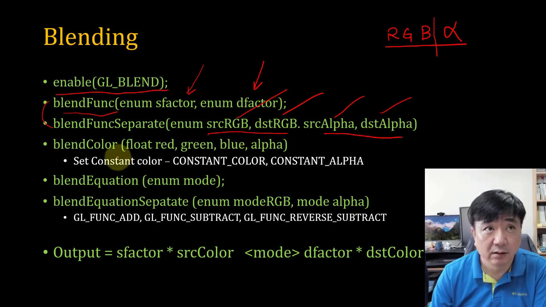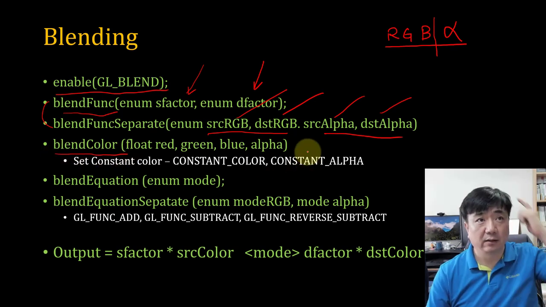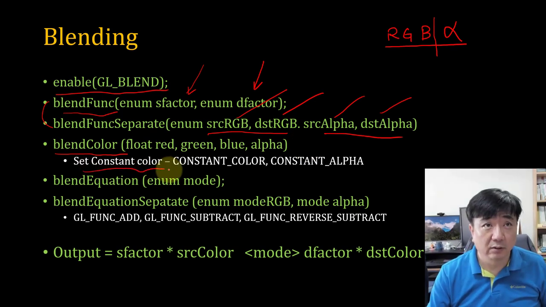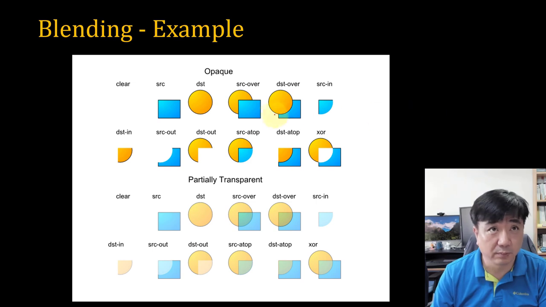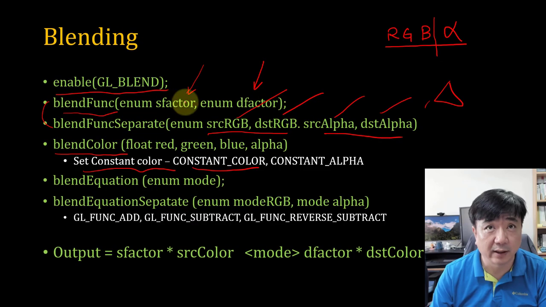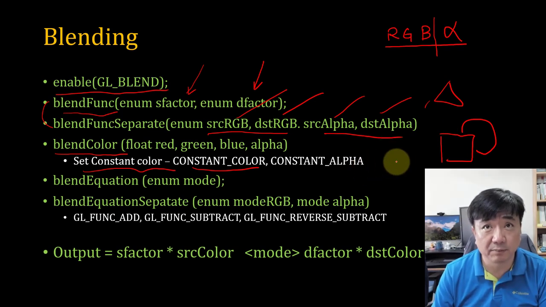And then blend color: we can set a constant color. When the blending operation uses the constant color, we will set the blend color. Normally we will use the drawing result. For example, if the destination is a circle and the source is blue, then blue and yellow will be used for that. But in some special blending functions, we can set the constant color.